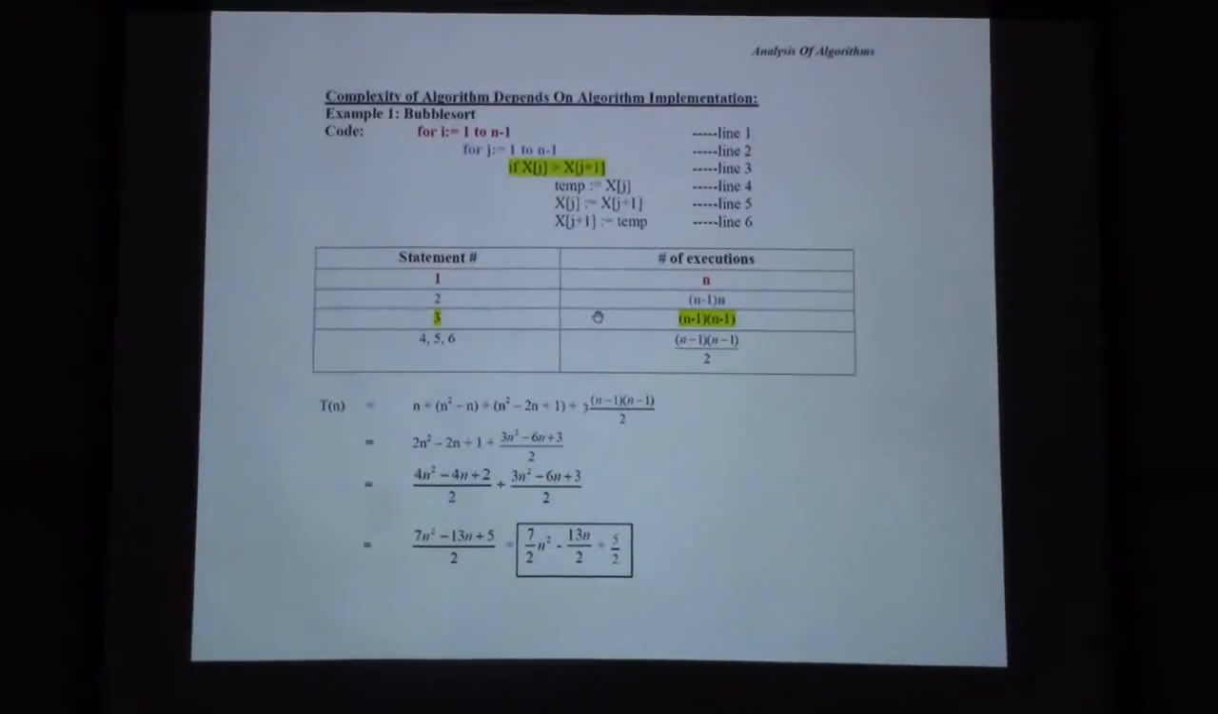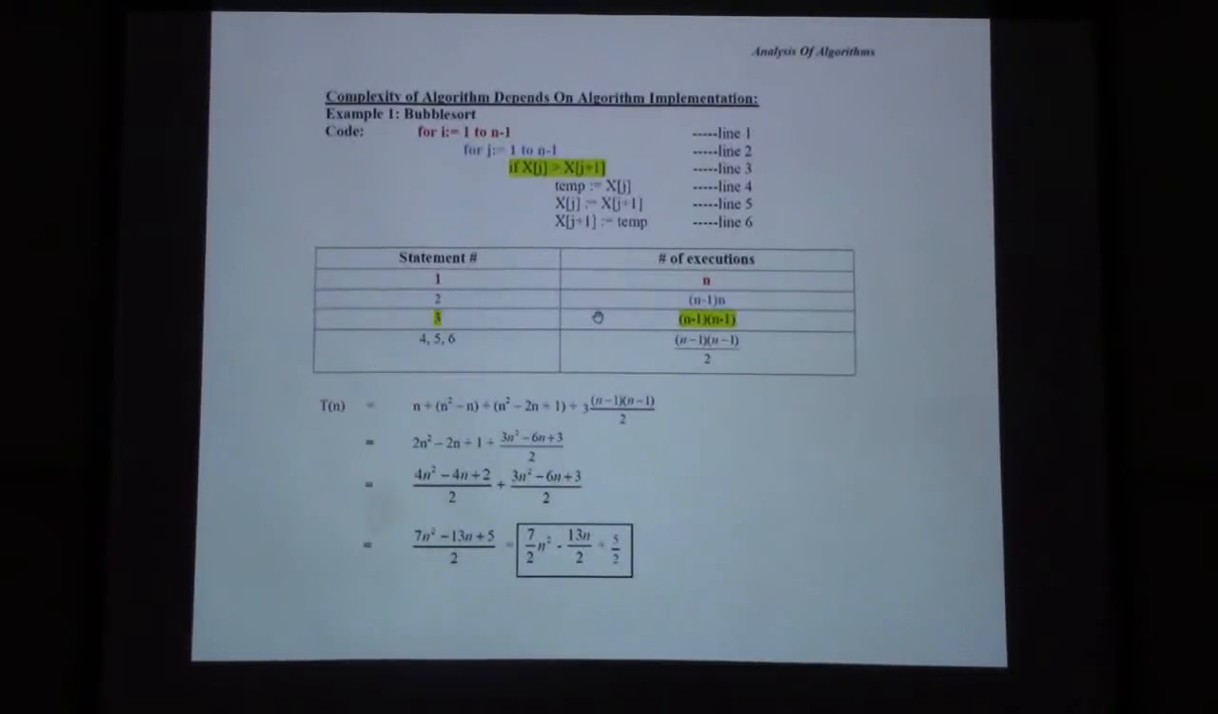Okay, so now we're going to look at line number 3. Line number 3 executes every single time we go into the purple loop. So therefore that's going to be n minus 1 times, because we go in n minus 1 and once we don't. But we go into the purple loop n minus 1 times, so it's going to be n minus 1 entries into the purple and n minus 1 times within the purple.